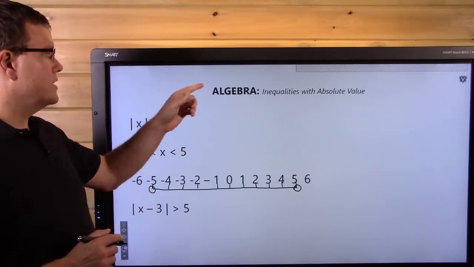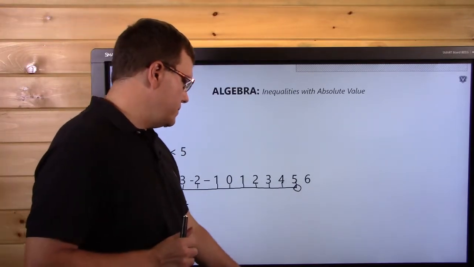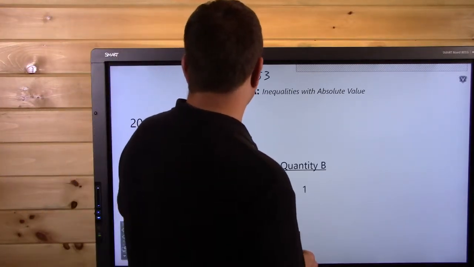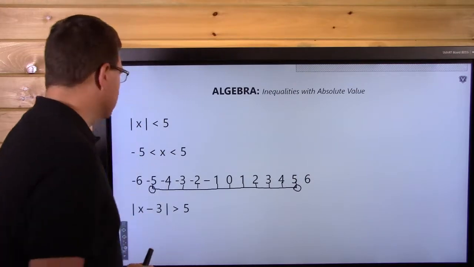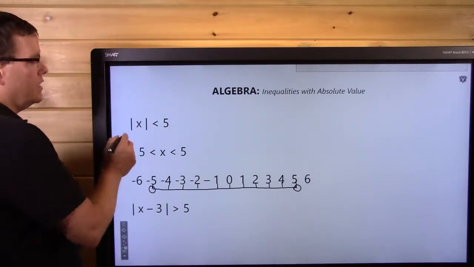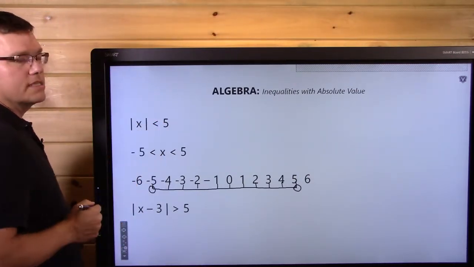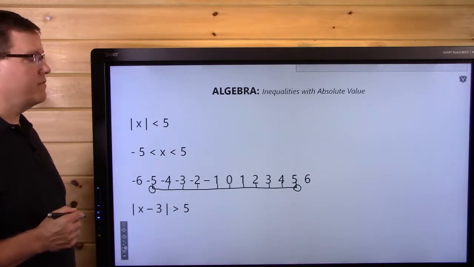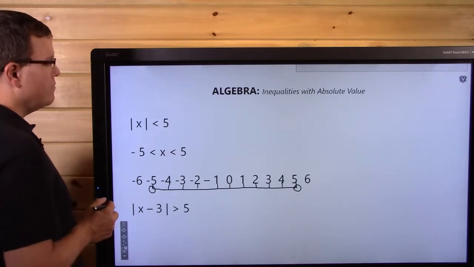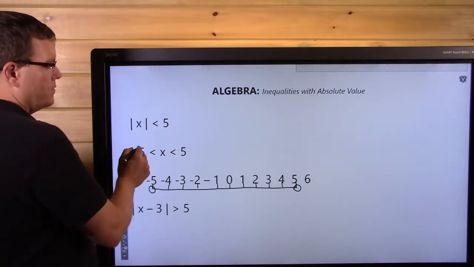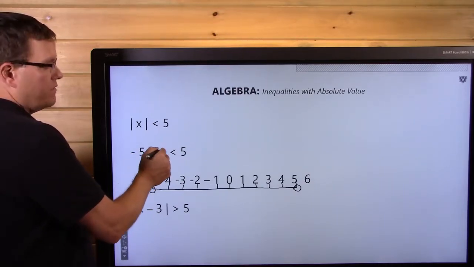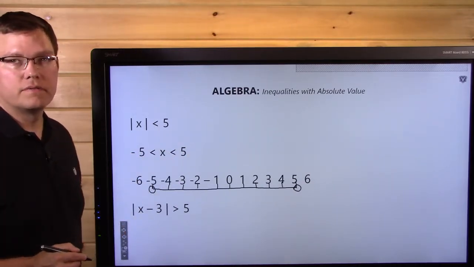You ought to know, this is inequalities with absolute value. So now we're going to be on page 153. So here we have the inequality: the absolute value of x is less than 5. Okay. What that means is that x is greater than -5 and less than +5.